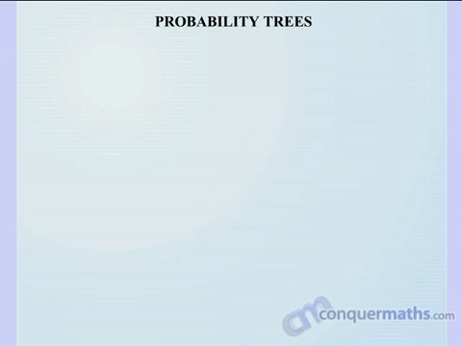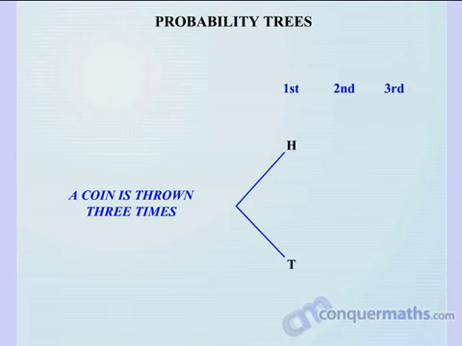Now, in this lesson, we're looking at probability trees. Let's consider this scenario. A coin is thrown 3 times. First throw, a second throw, and then a third throw. Well, on the first throw, it could get a head or a tail.